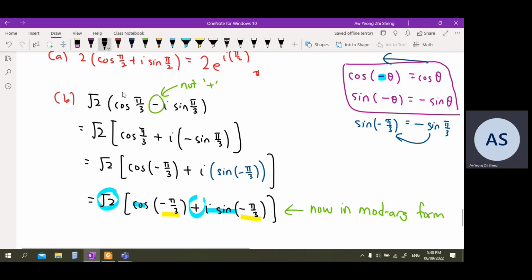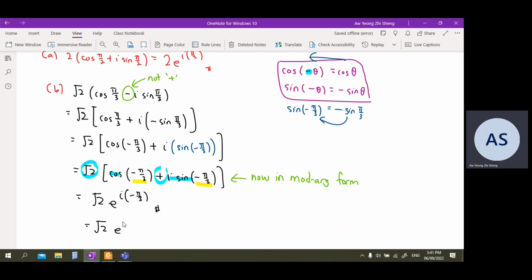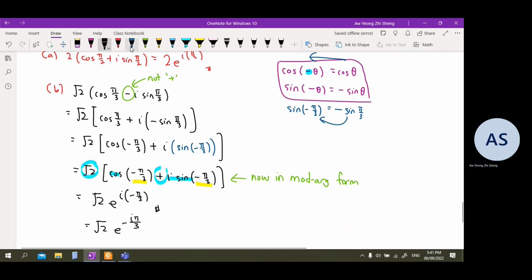So we can then write it into exponential form using square root of 2 as the r, e power I and theta would be the negative pi over 3. Then it's good enough to leave your answer in this form. If you prefer, you can proceed further to just make the power of e look nicer. You can write as negative I pi over 3. It will be the same. So either this or this will be acceptable as the final answer.